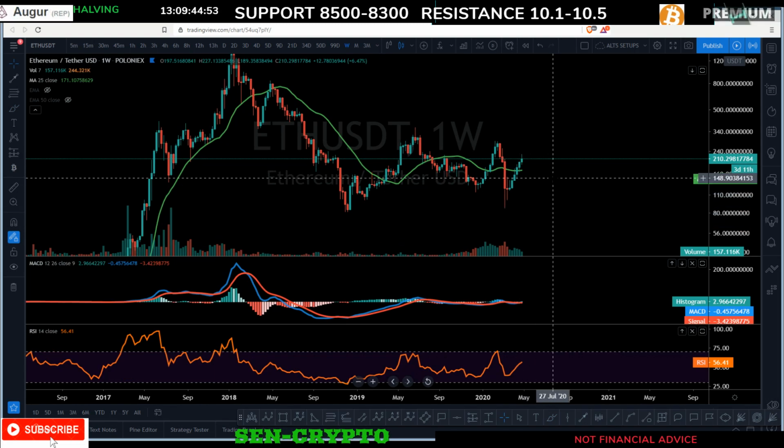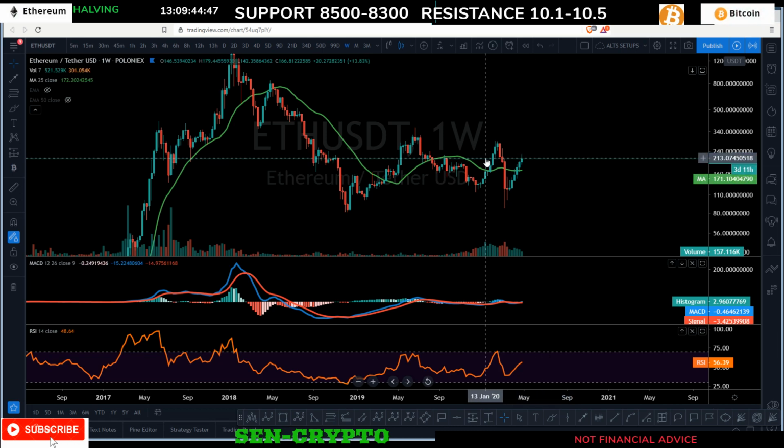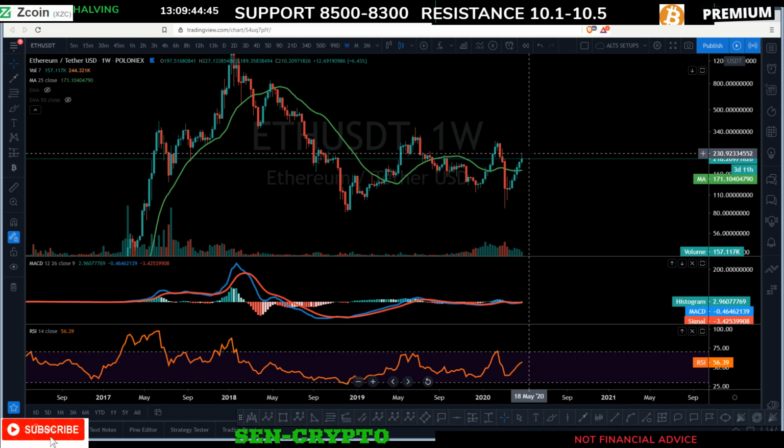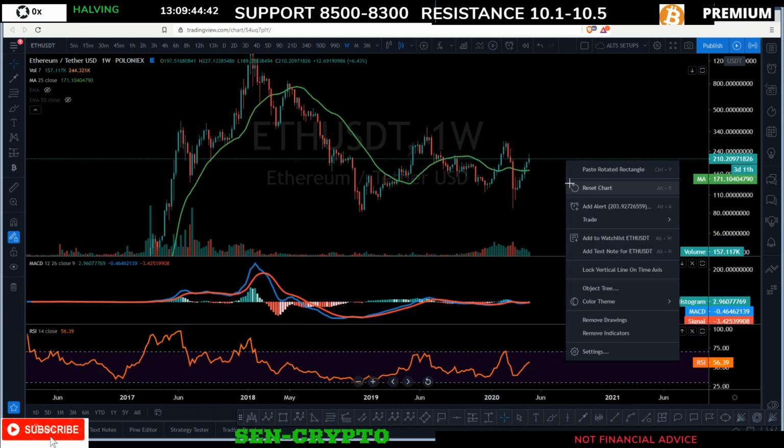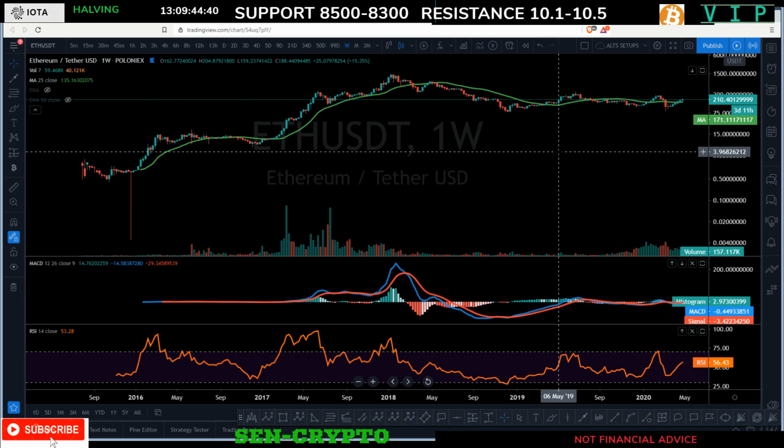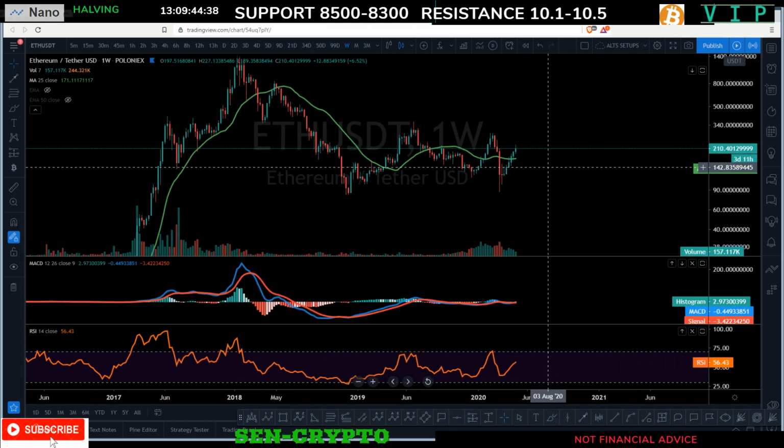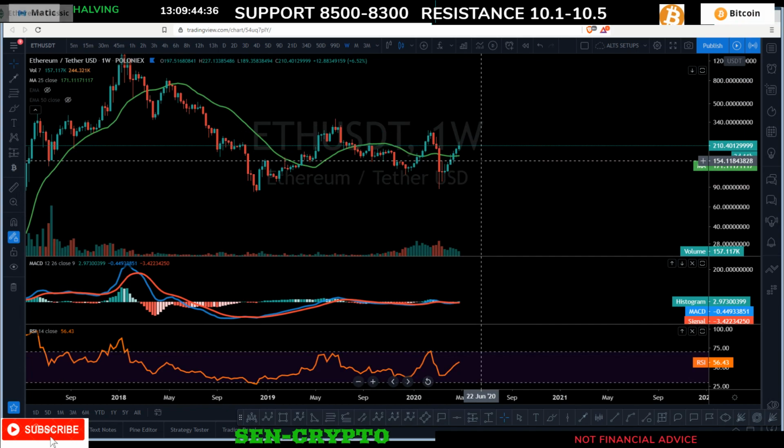It can correct and do whatever it wants. You just have to sit tight, relax, unless you're basically day trading it. But if you're swing trading it, you just have to let it do whatever it wants to do right now, and then you can look for some further move to the upside, and basically look for some rejection, right?